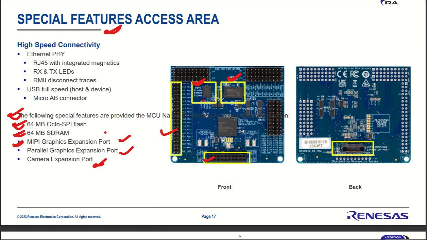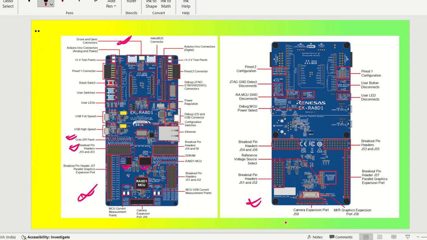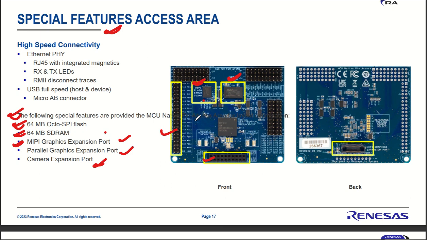So if you talk about that, then you're going to get a graphics expansion port. This is your parallel graphics expansion port, and this is your camera expansion port. This part is basically your graphics expansion port, and this is your camera expansion port. This is the way you are going to recognize each and every section of this particular evaluation kit. I think the MIPI graphics expansion port is this one, the middle one, on the backside.